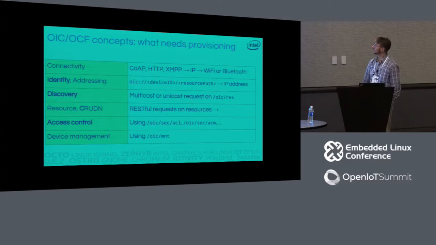Now, what to provision? Basically, what we provision is identity. That is basically a device ID and a resource path for a given resource, and on the addressing space that maps to IP address and port. Also related to provisioning are discovery, creation of resources, and access control. And all these basically are handled by the OIC specifications.